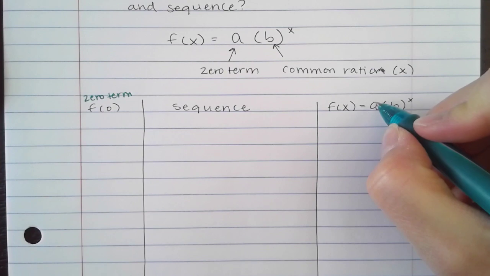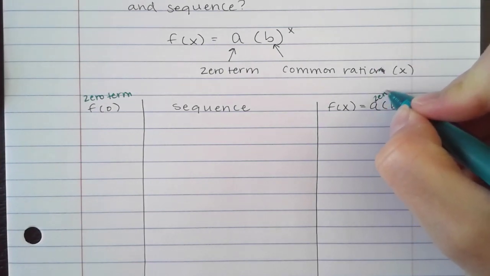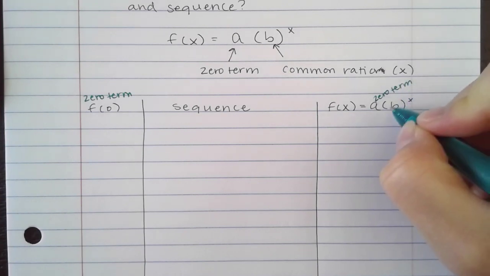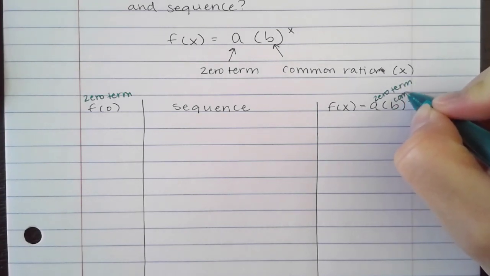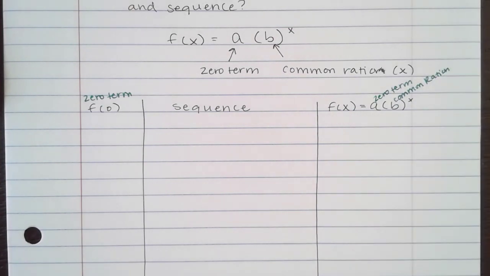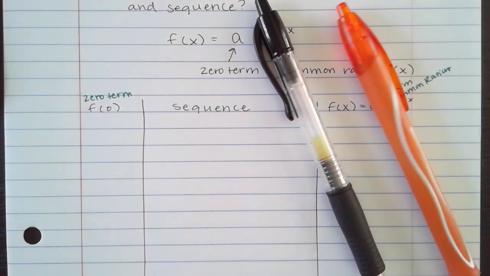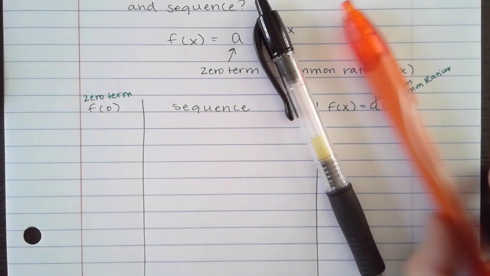In this case, again, I'm going to write that my zero term is A, and that B is my common ratio, or multiplied however many times. Okay, so the question I'm going to write in black, like what would be given to you, and then I'm going to do all my work as a student in orange. So I hope that makes sense to you.